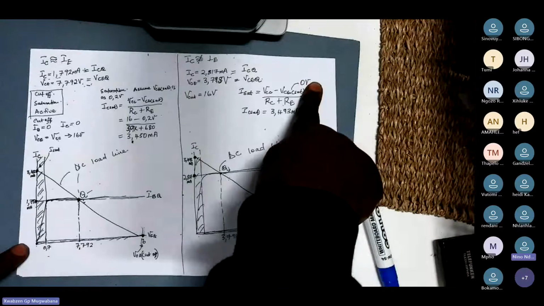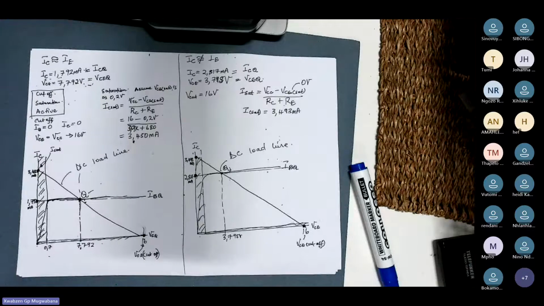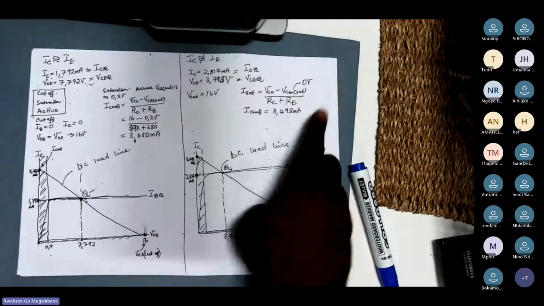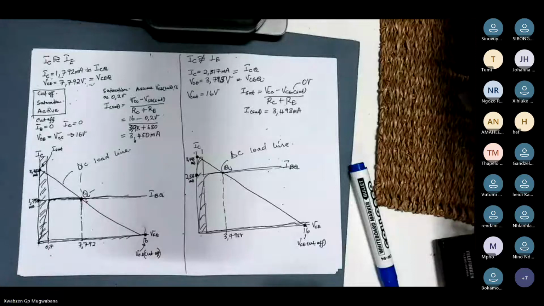Yes, sir. So read the information given so that you don't mislead yourself. In the revision class, remember IC is not equivalent to IE. You never gave VCE sat. No, VCE sat can come in any way. Am I making myself clear?